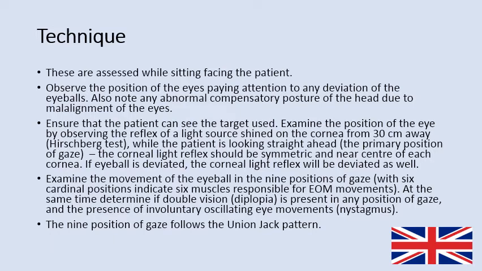Next, examine the movement of the eyeball proper. You examine the movement of the eyeball in the nine positions of gaze. These nine positions of gaze actually tell you the six cardinal positions that indicate the six muscles responsible for your extraocular muscle movement. At the same time, you will determine if any double vision is complained of by the patient and any position of gaze that leads to nystagmus, which is an involuntary oscillating eye movement. The nine positions of gaze will follow the Union Jack pattern, which I will demonstrate to you in the next slide.